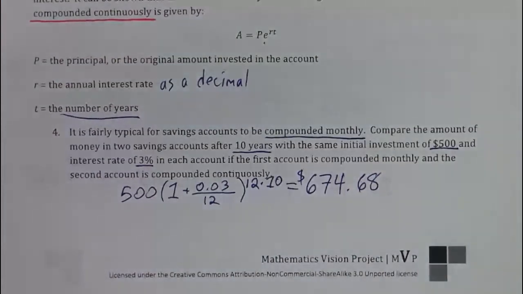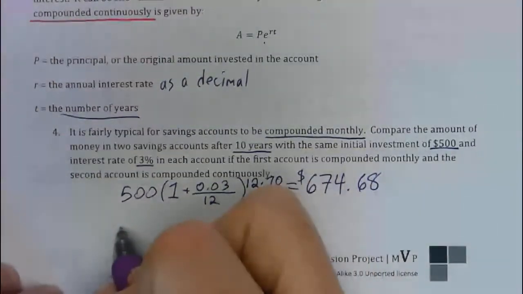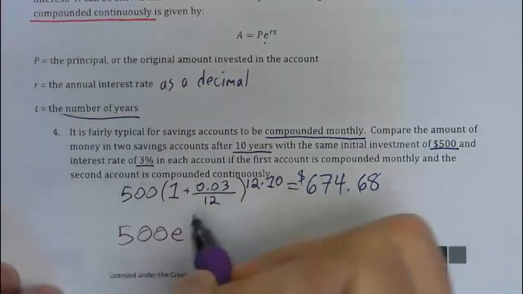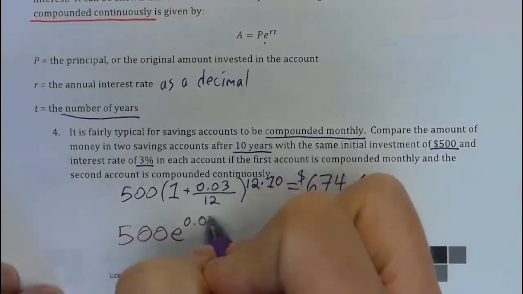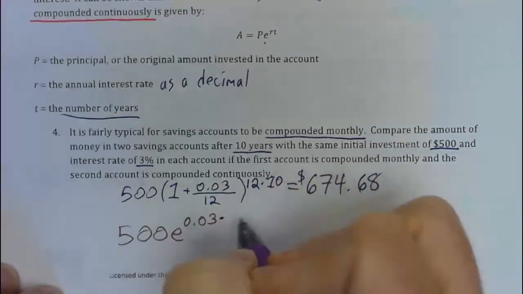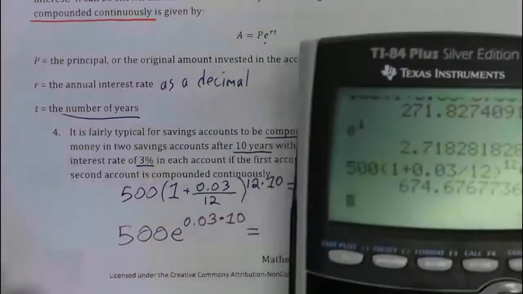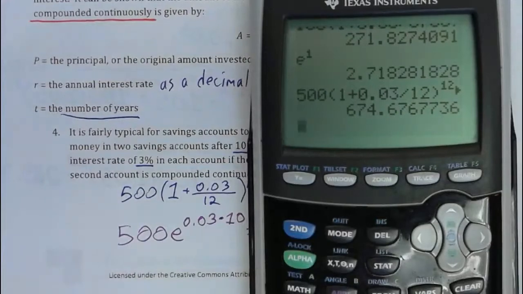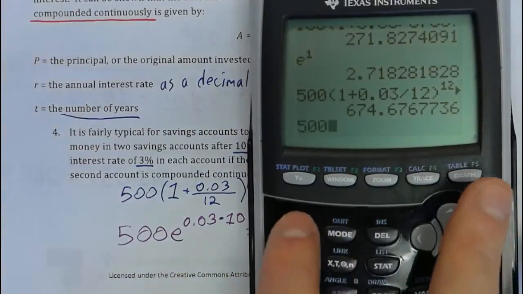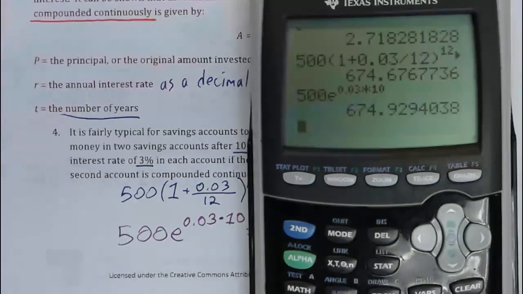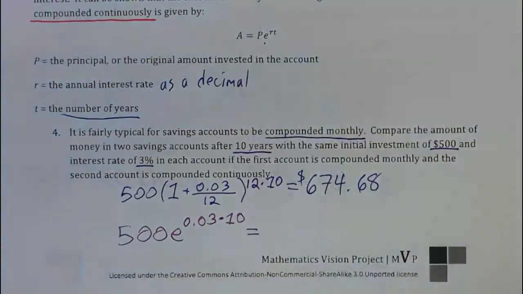So different is continuously compounding. That, using E, would be 500 times E to the power of 0.03 multiplied by 10 years. And we'll see how different that's going to be. So now we're going to do 500, and then I push the second button and then the ln button to give me the E value, 0.03 times 10, and that gives us $674.93.